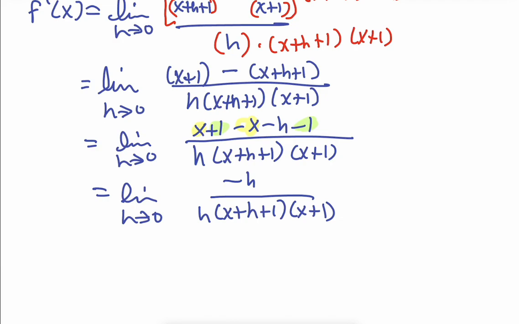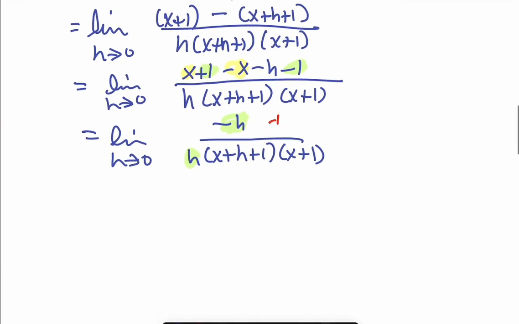So now we should always get to the point, once we've simplified that numerator, that we should have some kind of h sitting there so that our h in the bottom can cancel out. That's our goal, remember? Get that h in the bottom to cancel out. So watch. H goes into negative h and leaves what behind? A negative 1. So we're almost done.